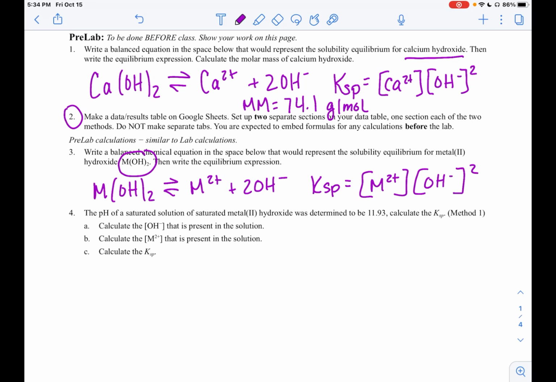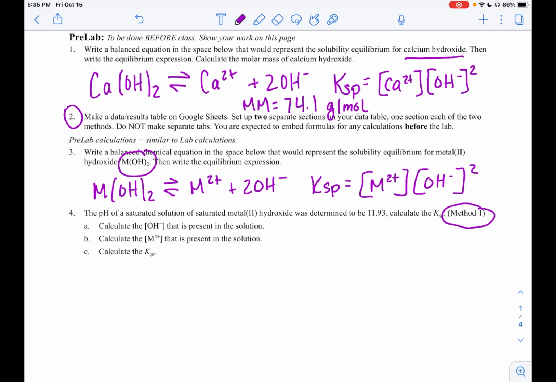All right, so now number 4 has to do with this generic MOH2. These calculations will help us set up our data table because we'll know what calculations we'll be looking for. So then when we are actually doing the lab, we'll have a data table that does this all for us. So the pH of a saturated metal solution was determined to be 11.93. Calculate the Ksp. So this is method 1 that we're going to be doing in the lab.